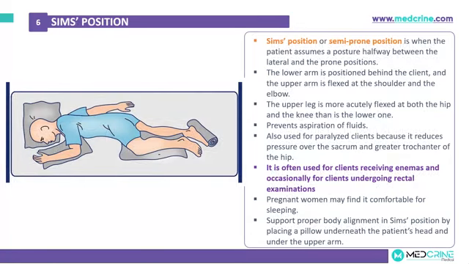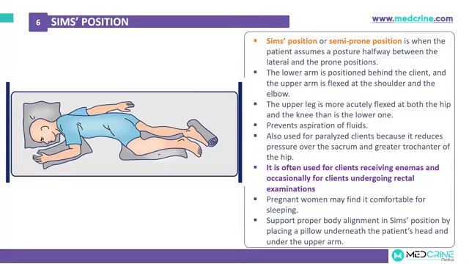Another position is Sims position. Sims position is also known as semi-prone position and is where the patient assumes a posture that is halfway between lateral and prone position. In this case, the lower arm is positioned behind the client and the upper arm is flexed at the shoulder and the elbow. The upper leg is more acutely flexed at both the hip and the knee than the lower leg.